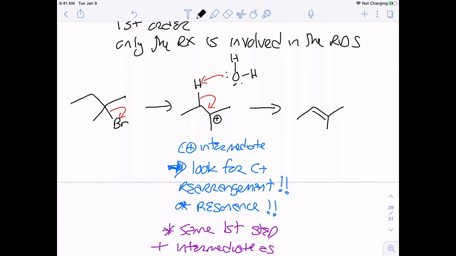I do have hydronium ions floating around, right? Water after it took that proton, and then Br minus. Again, I'm really just focused on the alkene itself as far as showing me the product.